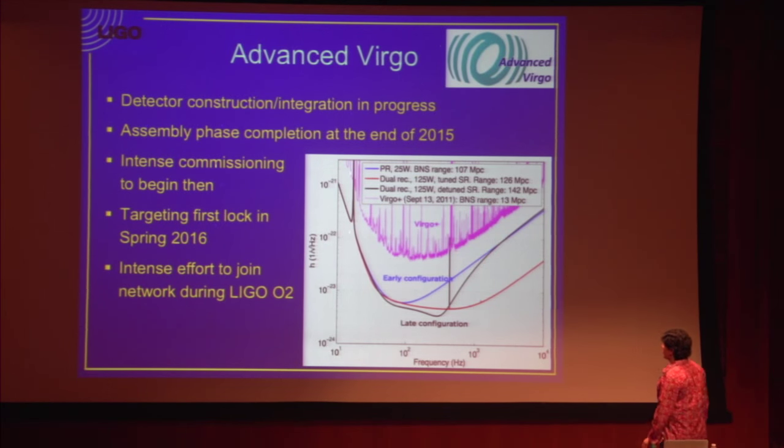All right, so let me just say really quickly what's going on with the other remaining detectors. So there's Advanced Virgo, which is also going through a big upgrade phase, and they hope to be able to join the LIGO network during the second observing run, which will be presumably sometime in late 2016. Okay, maybe 2017. So Advanced Virgo is just finishing their construction and integration phase and starting to begin commissioning.